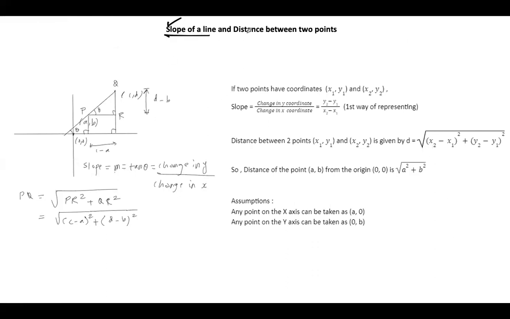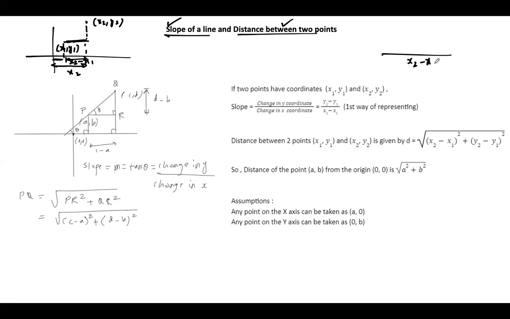Slope of a line, important. Distance between 2 points, not that important, I'll say. So slope, let's say this is, okay, I'll make a diagram. Let's say this point is x1 comma y1. This point is x2 comma y2. If I say this is a line, what is this? This is the x coordinate distance, which is x2 minus x1.